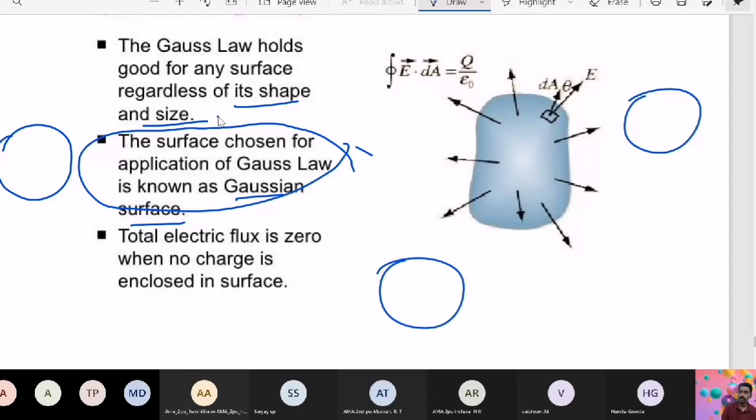Now for any closed surface, if there is a net charge, then only flux will be there. If there is no net charge, no flux. Suppose minus 1 coulomb and plus 1 coulomb are there. What is the net charge? Charges are there, but Q net is how much? Zero. Q net zero means flux is also zero. Field lines are there, but they cancel. That is what Gauss's law says, for any closed surface. Gauss law says only about a closed surface.